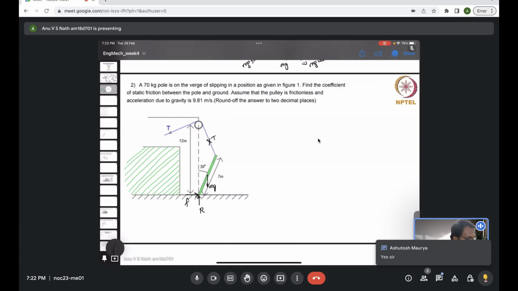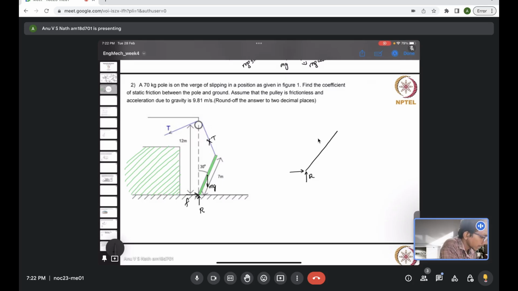So if I redraw this pole, we have a reaction force R here and a frictional force F here, mg here, and tension T here. Now this angle is 30 degrees, and we may need one more angle. So let's call this angle theta. So that I am marking here as theta.